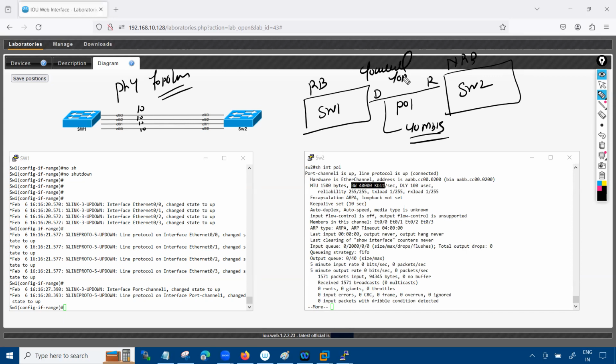What do you think? Will I send the data traffic over the logical network? Logical means what? It's virtual. Virtual VLAN, remember the VLAN concept? Virtual means what? Something that is present, but you cannot see it. That's the meaning of virtual. Physical means something that is present, and we can see it as well. That's my physical one. So on a virtual one, you cannot send and receive the data traffic.